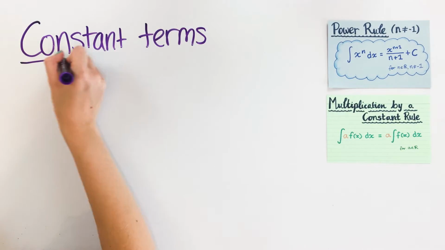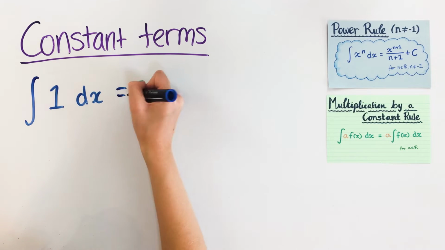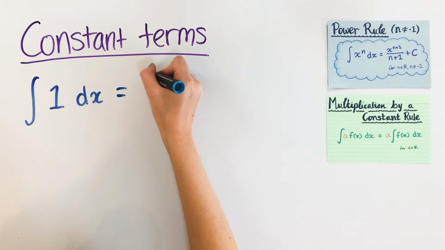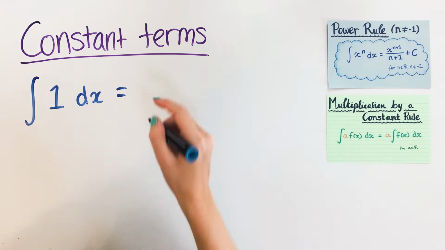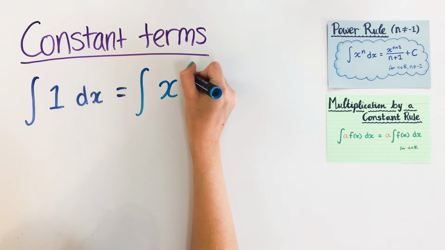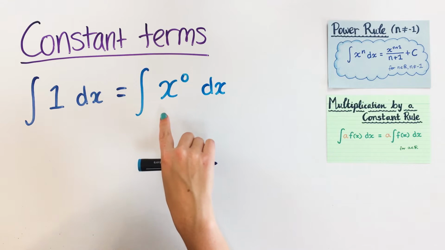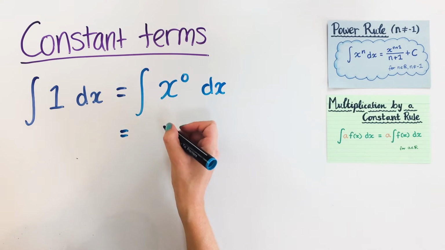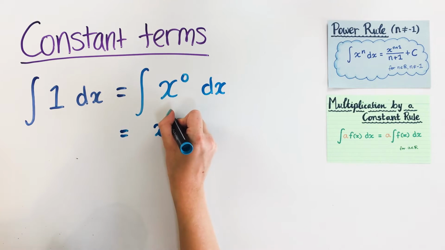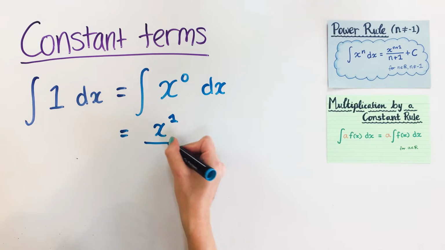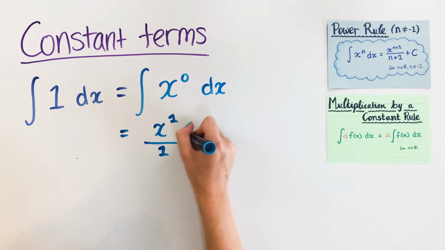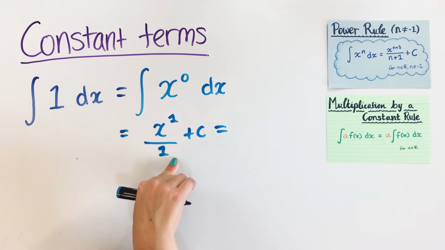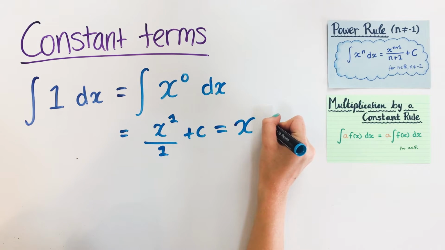How about dealing with constant terms? Say, for example, we want the integral of 1 dx. It might not look like we can use any of the rules to help us, but we can, because we can write 1 as x to the power of 0. Remember that anything to the power of 0 is 1. So if we take n to be 0 for our power rule, then this would be equal to x to the power of 0 plus 1, which is just 1, divided by 0 plus 1, again, which is 1, plus c, and this can be simplified, so x to the power of 1 is just x, dividing by 1 doesn't do anything to it, so that's just going to be x plus c.